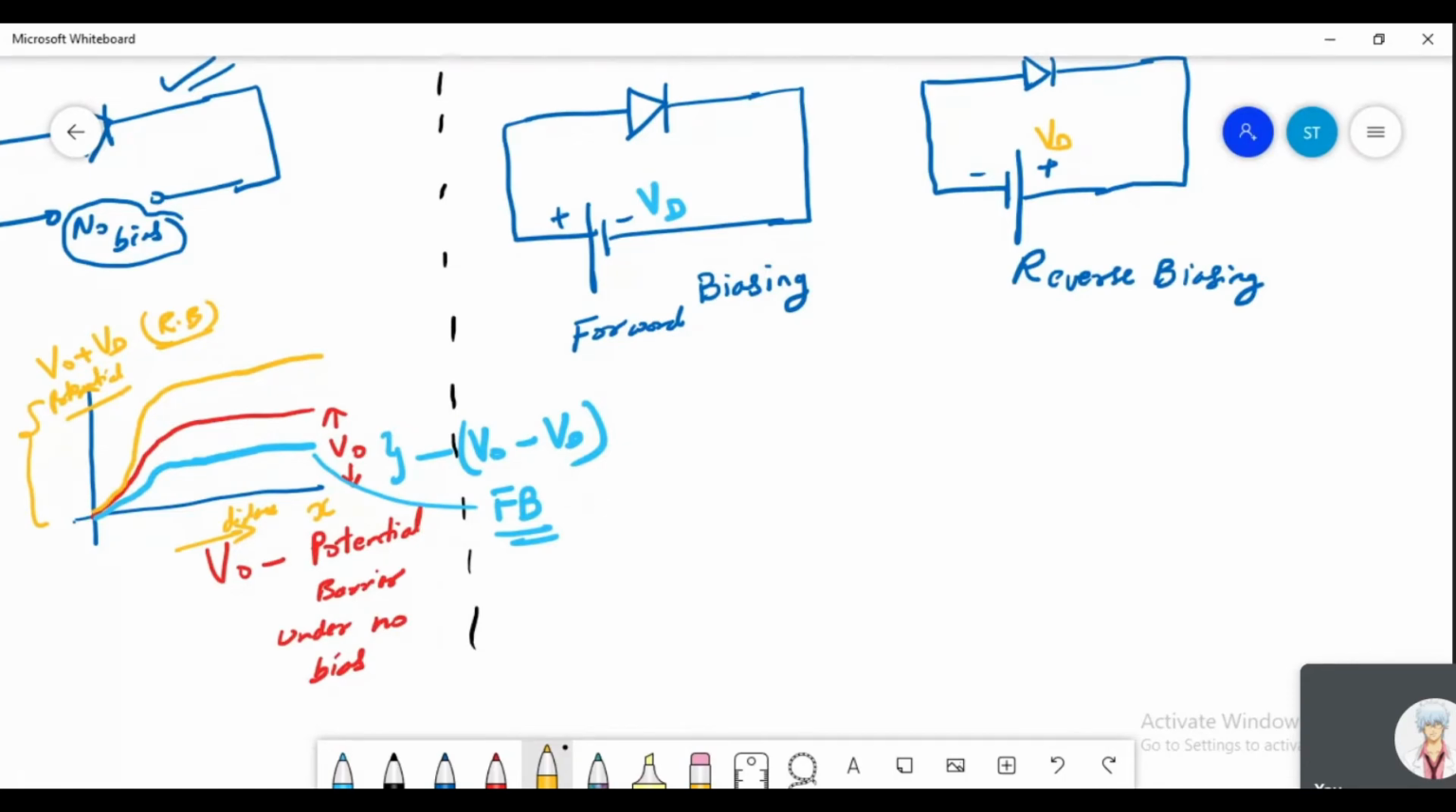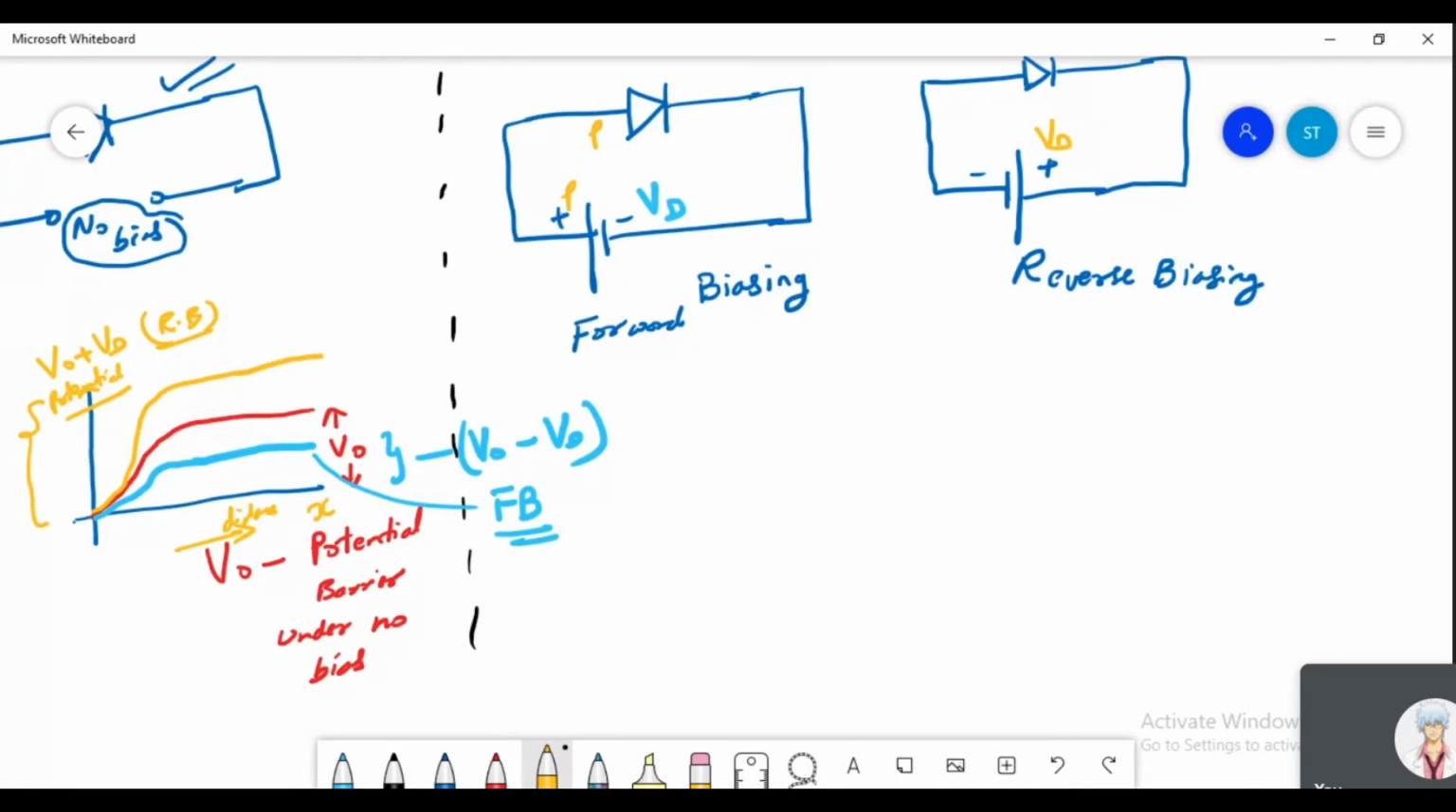So under forward biasing, you apply a certain potential in this manner, PP. If the positive of the power supply is connected to the P side of the diode, which is also known as the anode terminal of the diode, that's called forward biasing. But when it becomes PN, that is, the positive is connected to the negative terminal of the supply, then it is called reverse biasing.